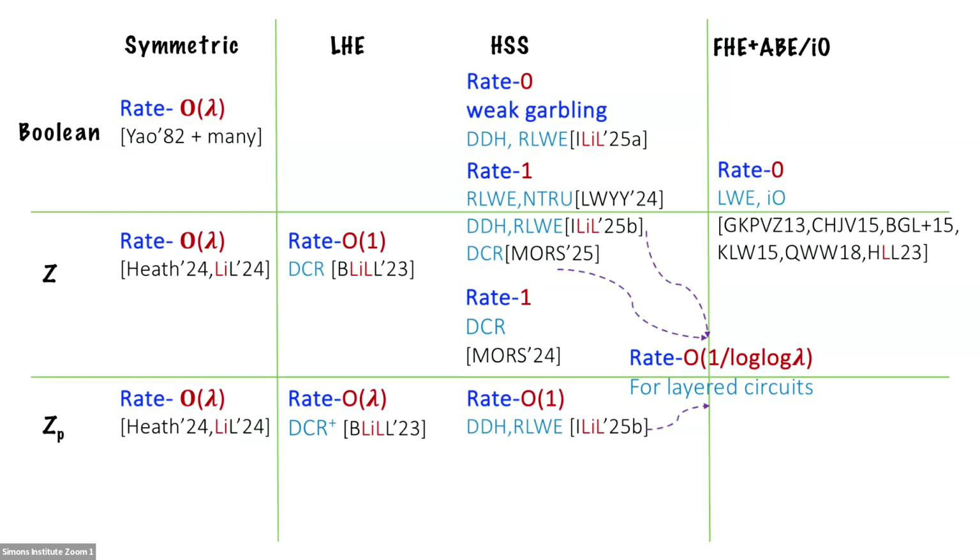Furthermore, if you are wondering about whether we can go below rate 1, we can. For layered circuits, we can get some tiny advantage below rate 1. And there's also work which showed that using linear homomorphic encryption, you can go a bit below rate lambda, that we won't talk about.